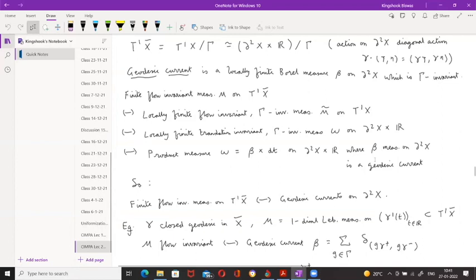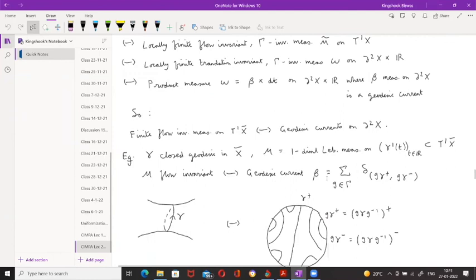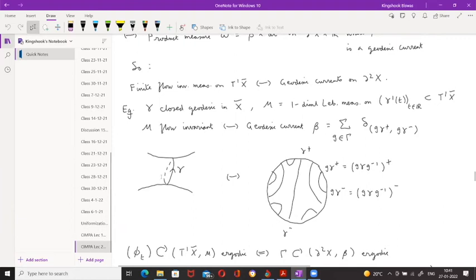So therefore, we get a one-to-one correspondence between finite flow invariant measures on the quotient of the unit tangent bundle of X bar and geodesic currents on del 2X. Okay. So to give you an example, the simplest example of this correspondence, suppose gamma is a closed geodesic in X bar. Then if I look at its set of tangent vectors, gamma prime t, that is a periodic orbit of the geodesic flow in the quotient T1 X bar. And that has a natural one-dimensional Lebesgue measure, which is an invariant measure for the geodesic flow, right? I just take the natural measure on this closed orbit of the geodesic flow. This measure is obviously flow invariant.